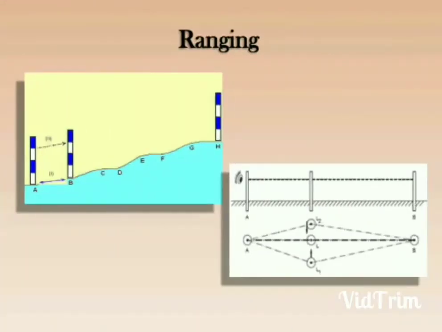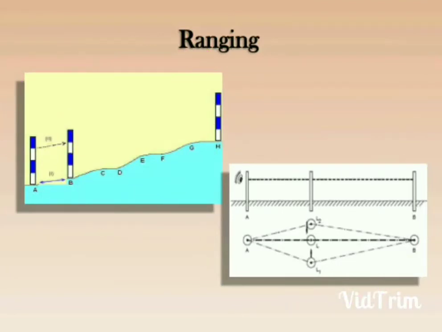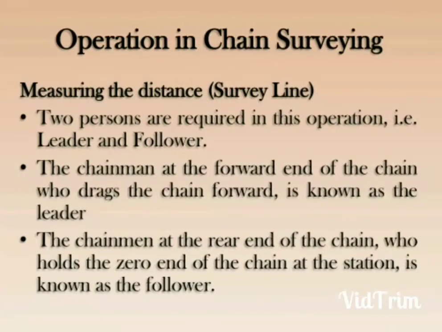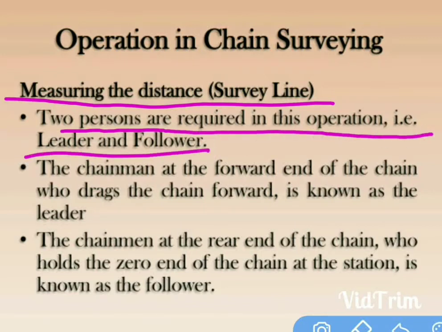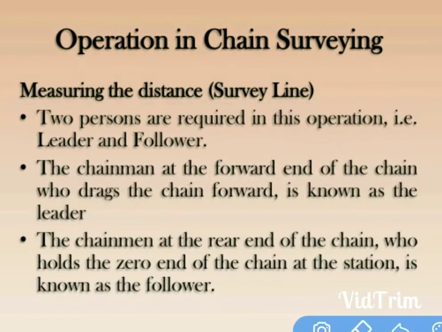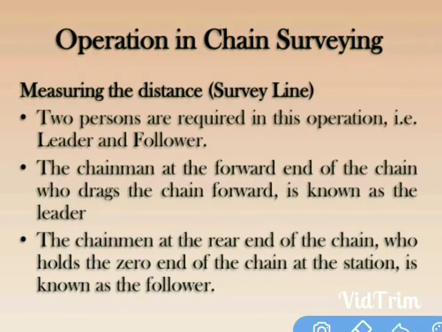Next, ranging. Ranging means the process of establishment of intermediate stations or points. Already we saw in the previous video, right? Next, measuring the distances along the survey line. Here two persons are required in this operation, that is leader and follower. So how are we measuring the distance from A to B? For that, definitely we require two persons: one is leader and another one is follower.